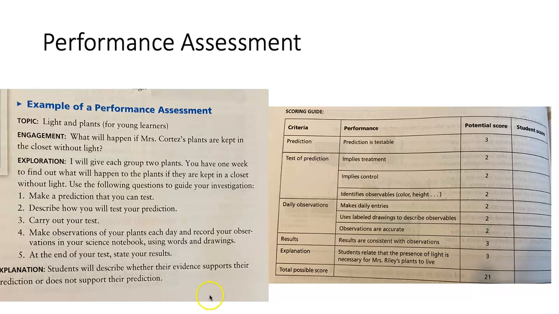And so here you can see Mrs. Cortez's grading rubric. So she says, is the prediction testable? Does it imply treatments? Does it imply control? Does it identify observables like color, height? Did your student make daily entries? Did they write the label drawings? Are their observations accurate? Are the results consistent with their observations? And were the students able to explain their results?